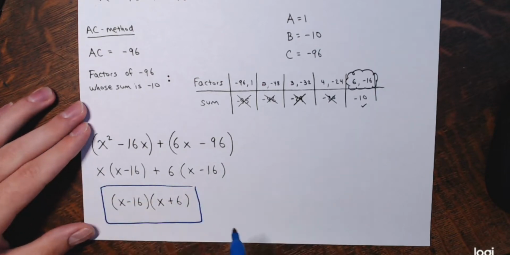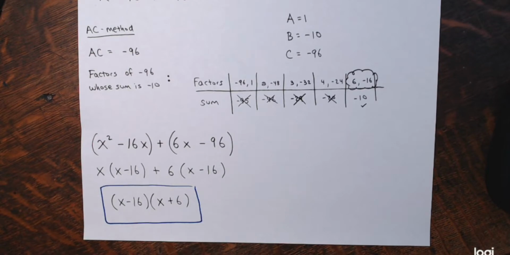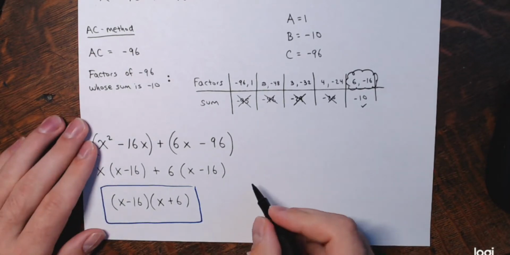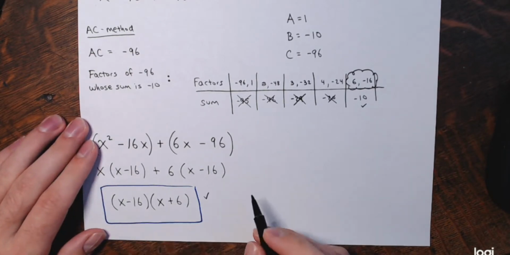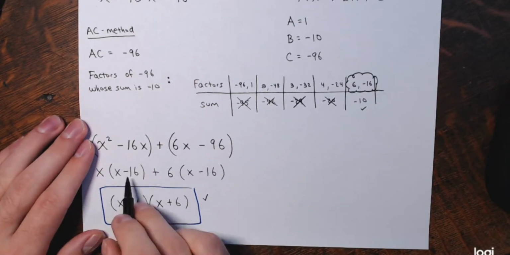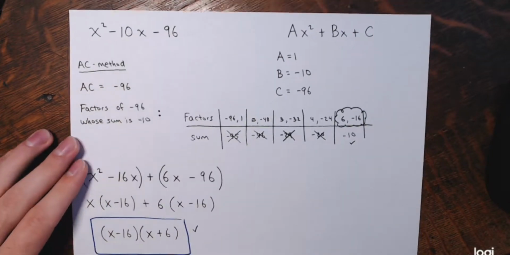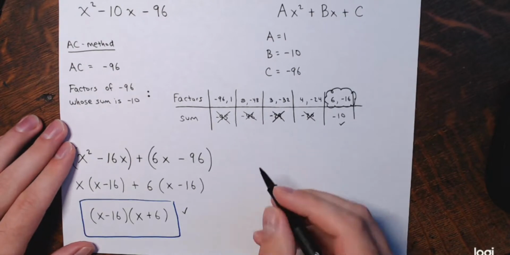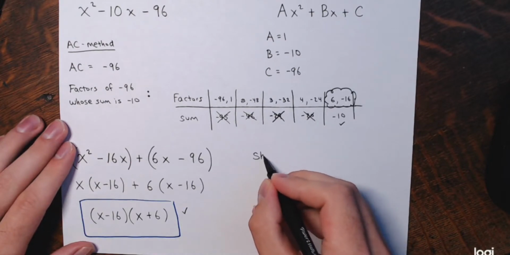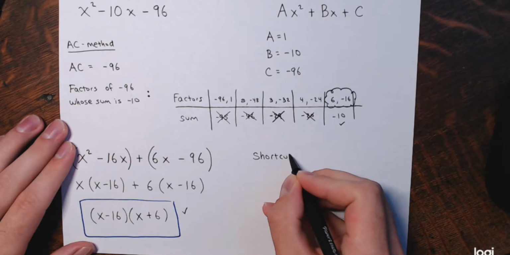Now, I'm going to tell you a little shortcut. Again, check it. Multiply these out, combine like terms, right? You should end up with x squared minus 10x minus 96. Now, here's a little shortcut for you.